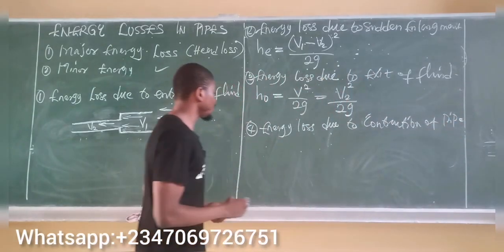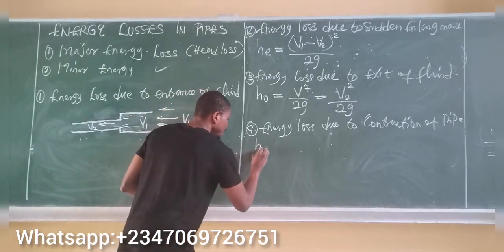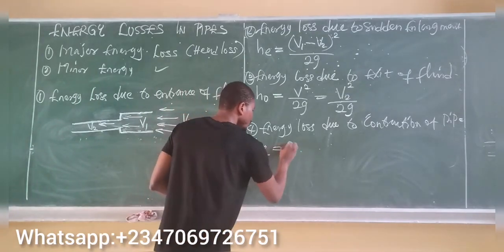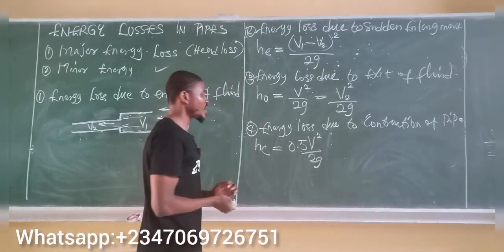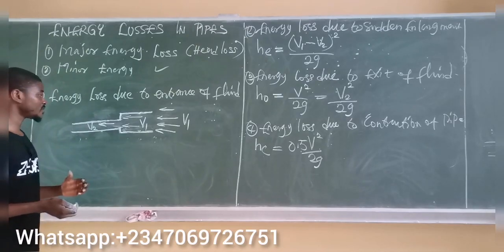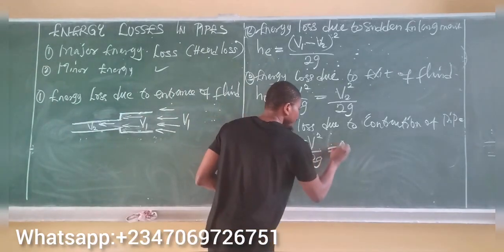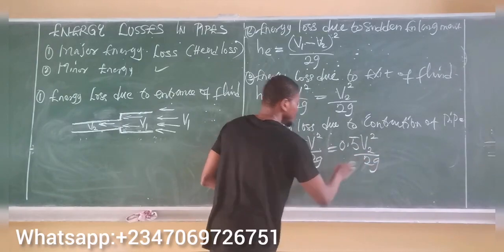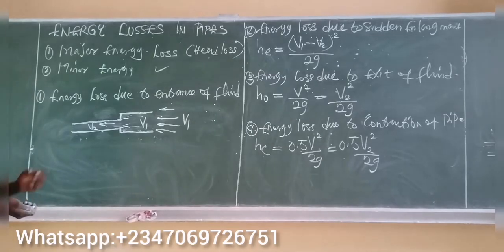We can calculate the energy loss due to contraction of pipe using the formula HC, where C stands for contraction, is equal to 0.5 V squared all over 2G. Now, V represents the speed at the contracted region. In this case, it is V2. So we can simply say this is 0.5 V2 squared all over 2G. We'll simply use this formula to find the energy loss due to contraction.